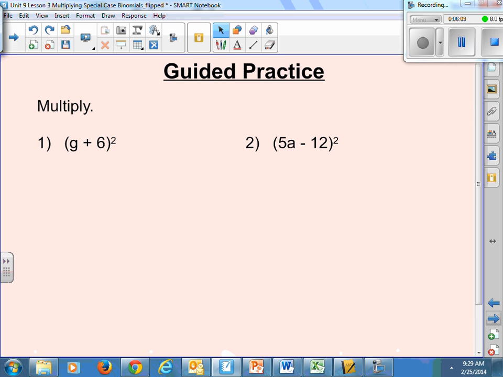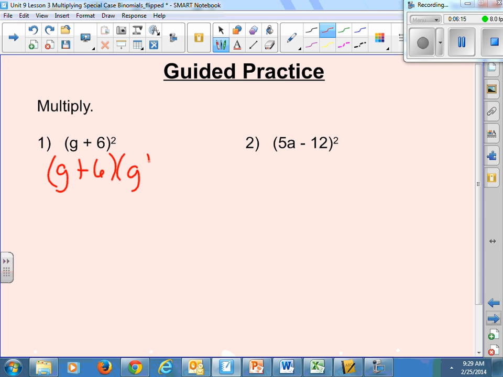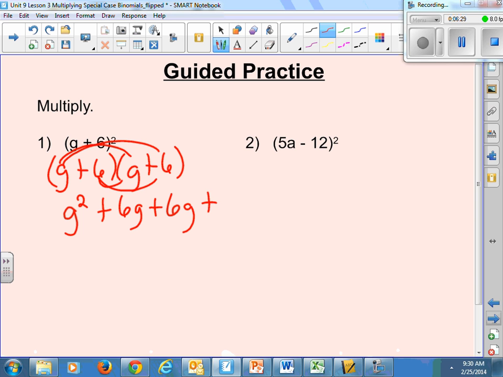Okay, so let's practice this one. Again, go ahead and split them. Let's use the distributive property first, and then on the second one we'll use our rule. So g times g is g squared. g times 6 is positive 6g. 6 times g, positive 6g again. And 6 times 6 is 36. Combine like terms, so you're going to get g squared plus 12g plus 36.